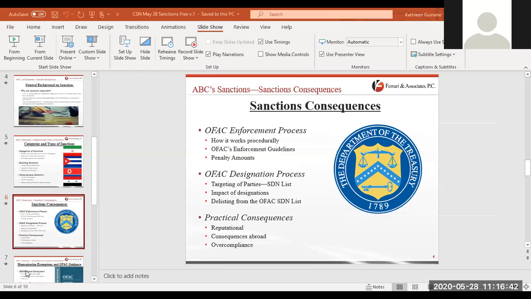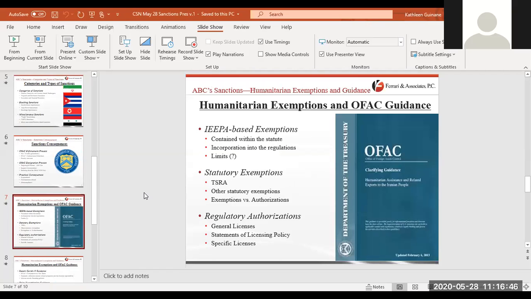Yeah, let's move on to humanitarian exemptions, because I know this is an area of very high interest to our members and our audience. Sure. Okay, so let's get into that.